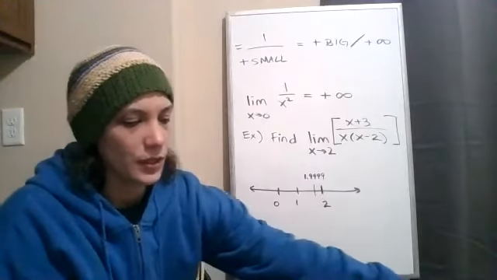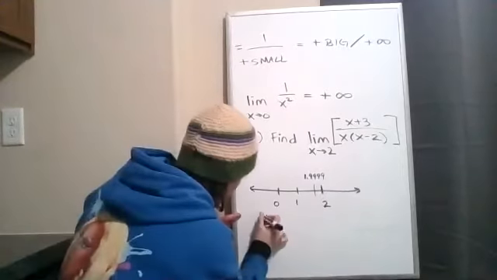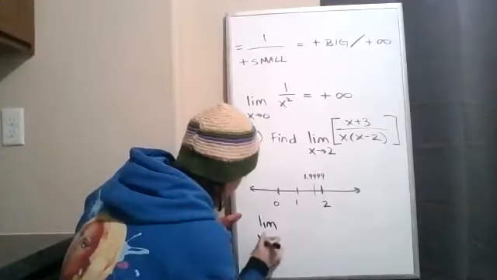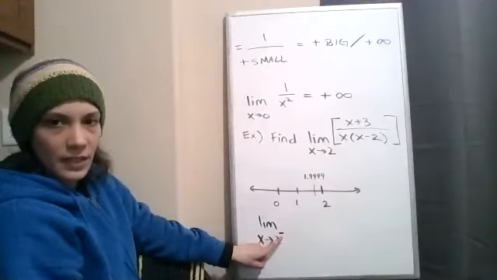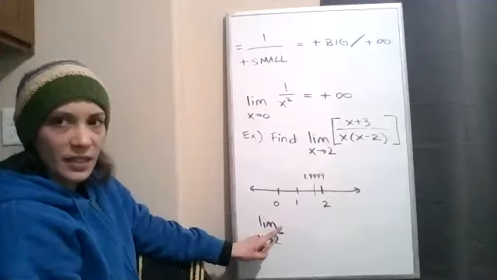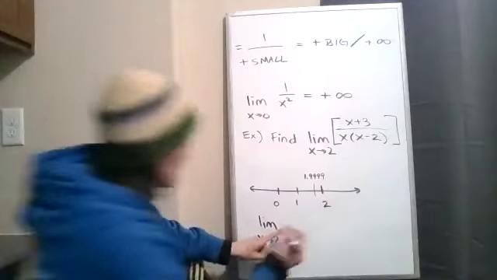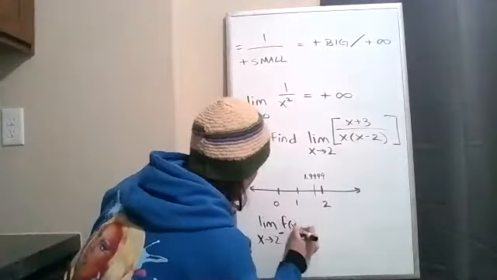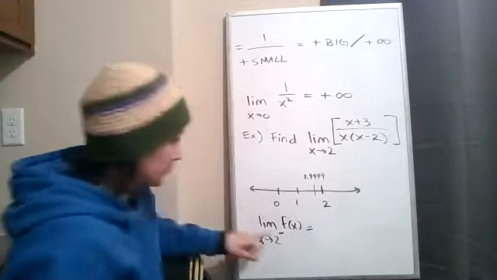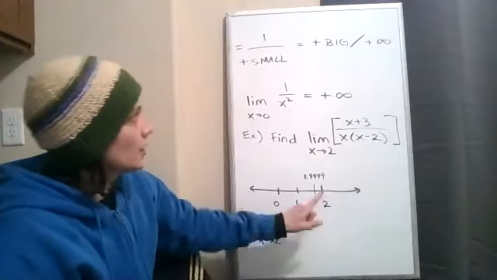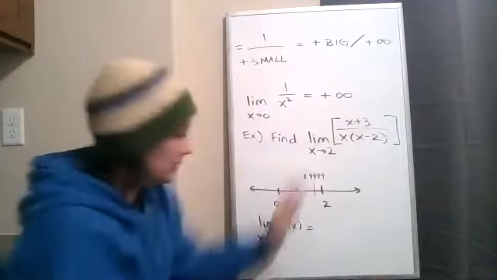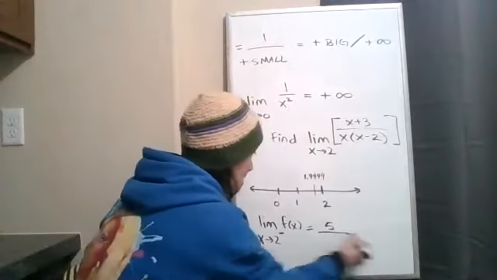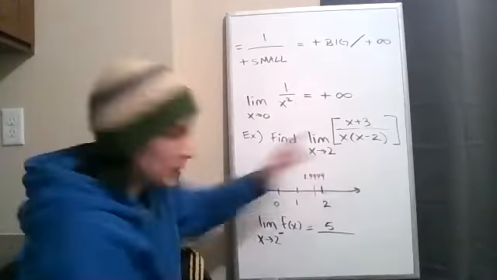Okay, so what we're going to do is the limit as x is going to 2 from the left. On the left side, I'm just going to put f of x equals, so it's close to 2, so about 5 right here. This is almost 2.